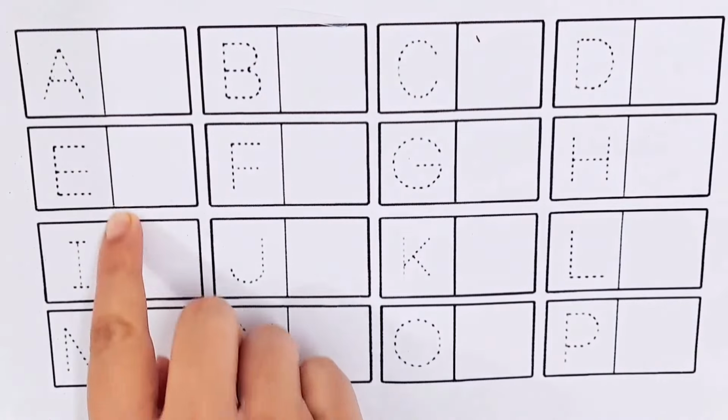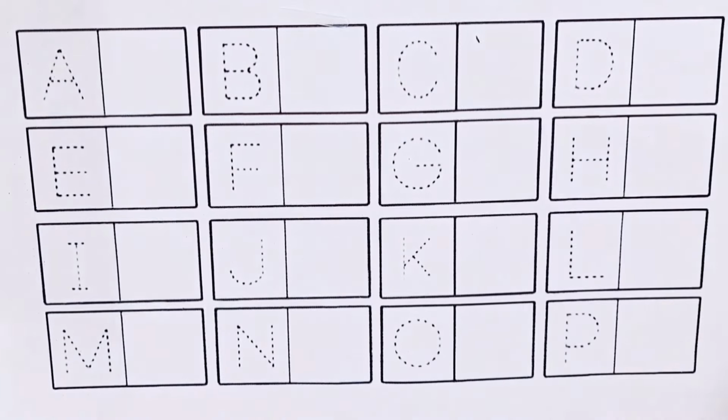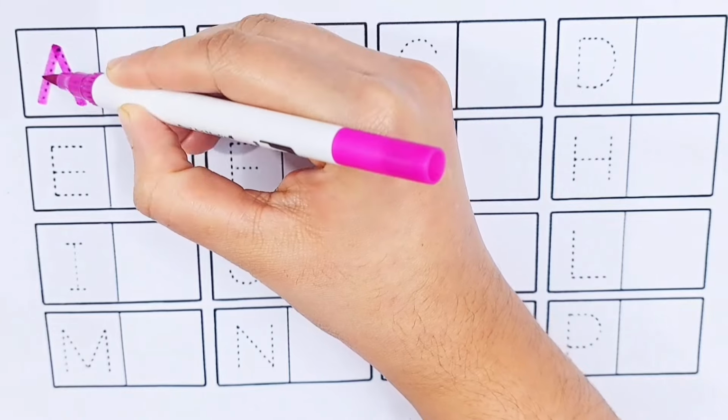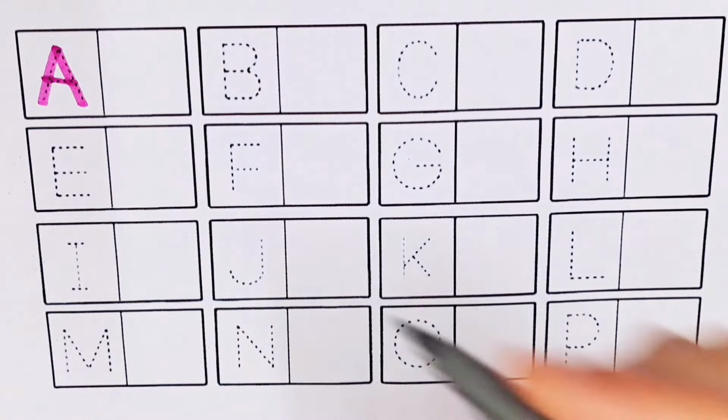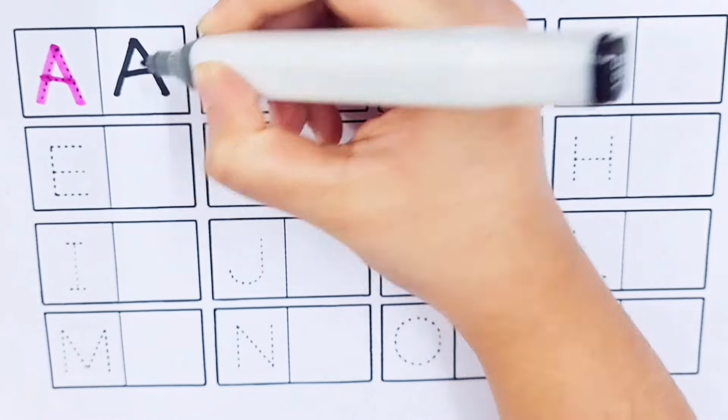Let's try to learn some alphabets. A, B, C, D. A. A for ant. A. A for animals.